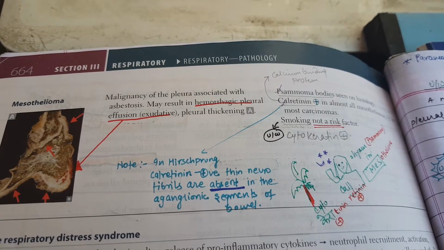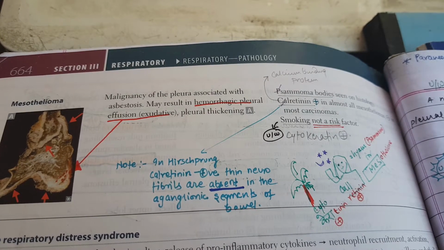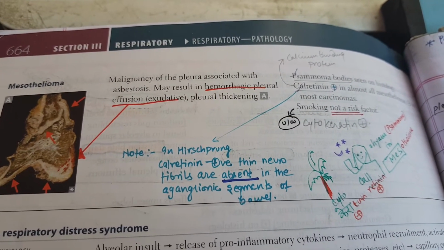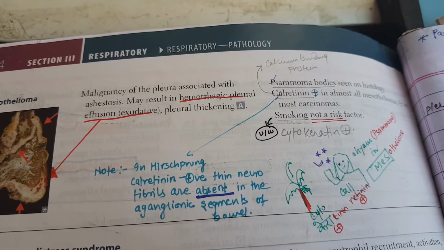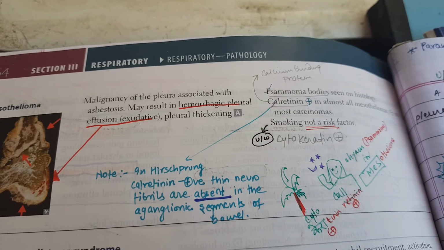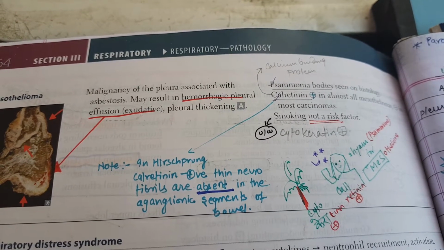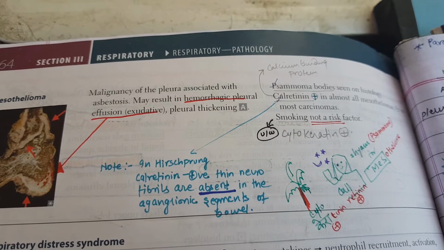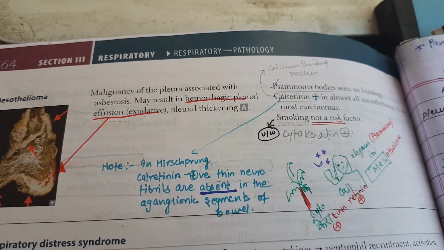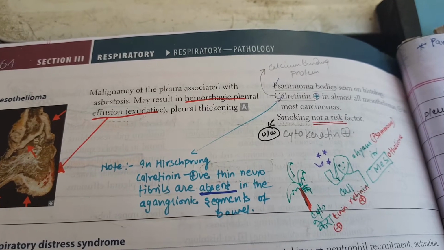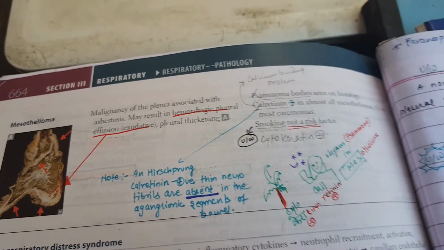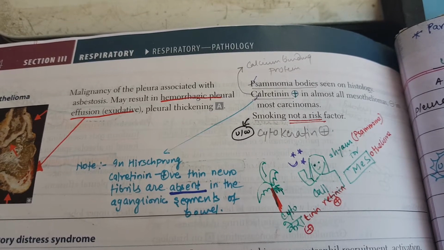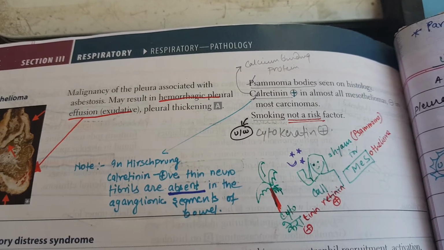So it may result in hemorrhagic pleural effusion, that is exudative. Remember that, hemorrhagic pleural effusion. And Psammoma bodies can be seen on histology. Mesothelioma is also one of the causes of Psammoma bodies, apart from many other things, like meningioma, cystadenocarcinoma, and papillary carcinoma of the thyroid. All those have Psammoma bodies, but also remember mesothelioma can also have Psammoma bodies. Calretinin positive, and calretinin is positive in almost all mesothelioma, negative in most carcinoma.